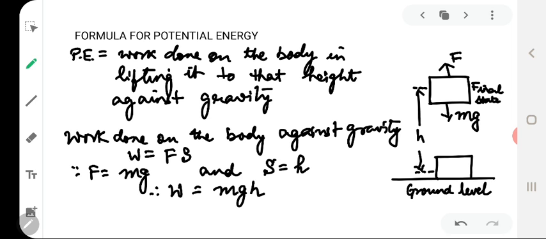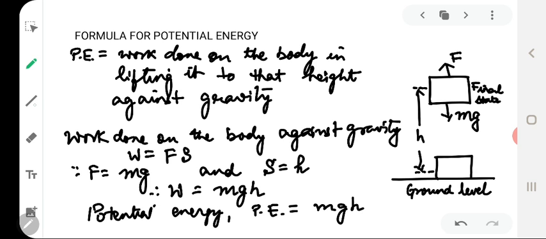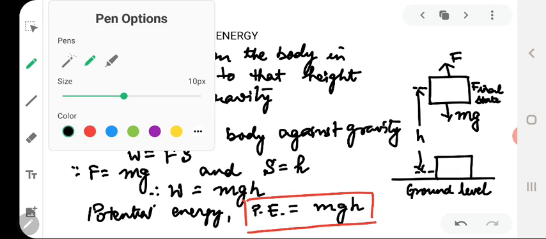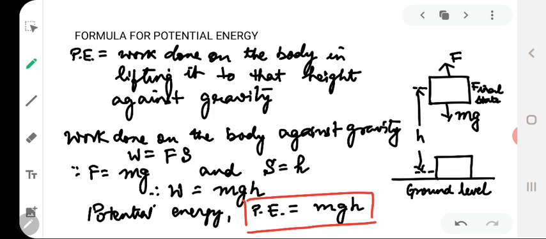The work done on the body in lifting it against gravity gets stored in the body as potential energy. So we can write down potential energy, abbreviated as P.E., to be equal to mgh. So this is the formula for potential energy of a body due to position. The SI unit of potential energy is joule. Both work and energy have the same units.